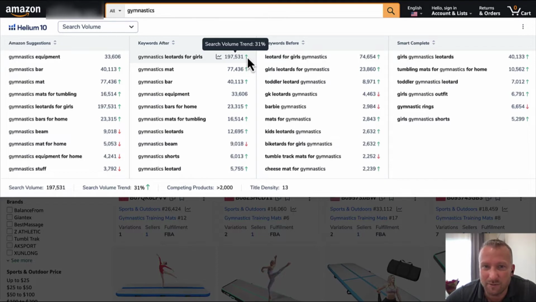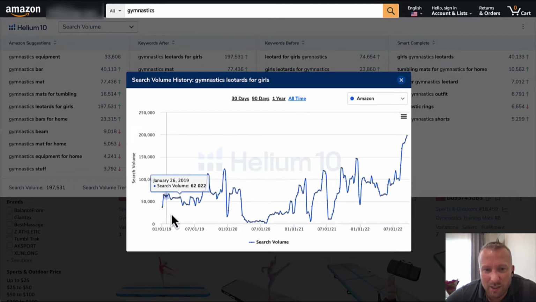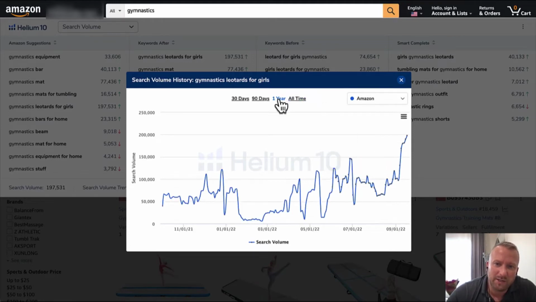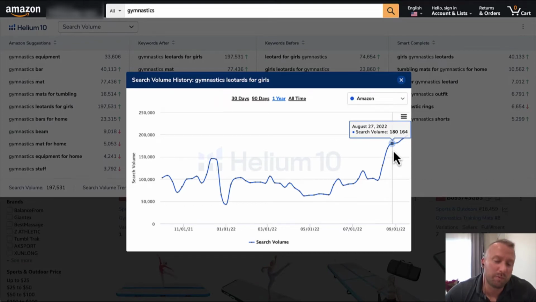Really good information, right? Secondly, I can click this little image here and see how this keyword is trending over all time. Maybe some of the keywords are seasonal, so you can see in a one-year glance how much seasonality there is per year for that particular keyword. Again, super important information when you want to find a market and release a product there.